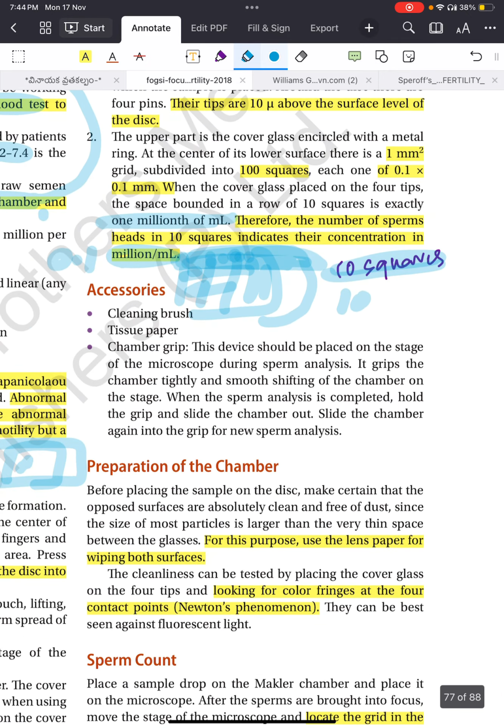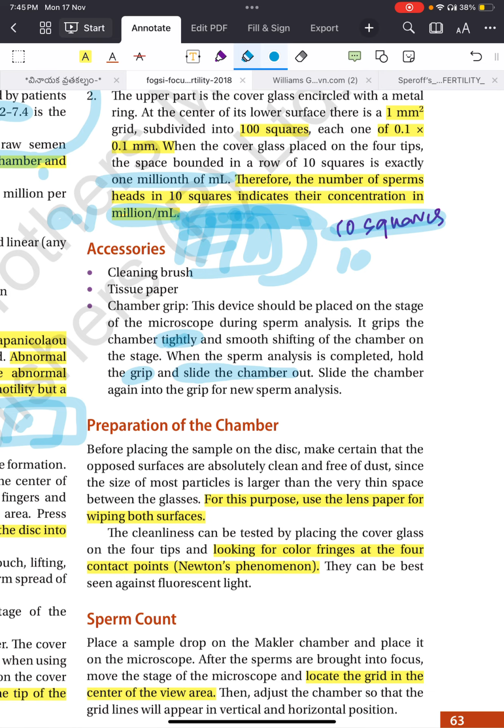Coming to accessories, we have a cleaning brush, a tissue paper, and a chamber grip. This device should be placed in the stage of the microscope during sperm analysis. It grips the chamber tightly and smooths shifting of the chamber on the stage. When the sperm analysis is completed, hold the grip and slide the chamber out. Slide the chamber in again with the grip for new sperm analysis. For every sample we'll change that.